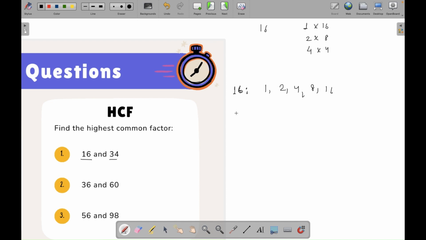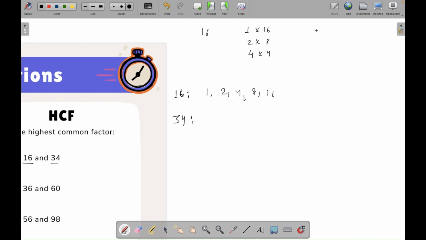Right, then we'll write for 34. 34, if we use the factor pair, so we'll get 1 times 34, 2 times 17. That's it, because 17 is a prime number. So that means it is not possible to decompose this any further. Right? So 1, 2, 17 and 34. No other factors of 34.